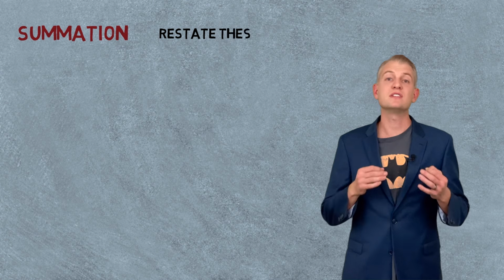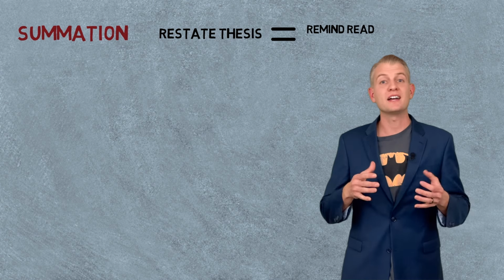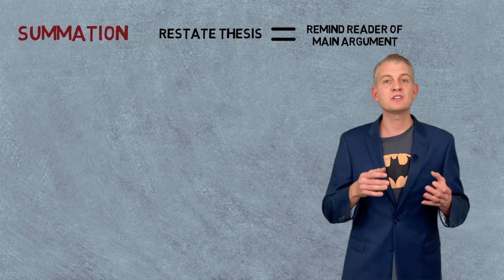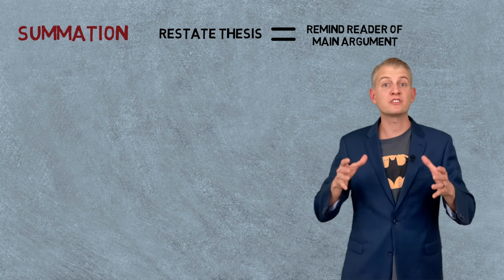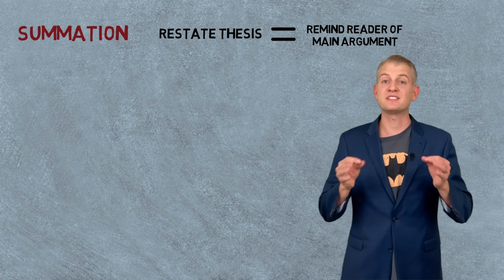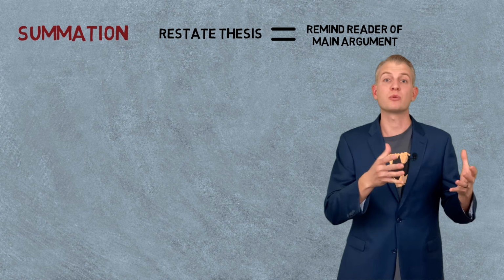Like you saw in part one, you start off your conclusion by restating your thesis. The goal of that is to remind the reader the main argument of your essay. Next, in your summation, you'll summarize the main points you just argued in your essay to prove that your thesis is correct. Basically, all the reasons you're right and the other side is wrong.